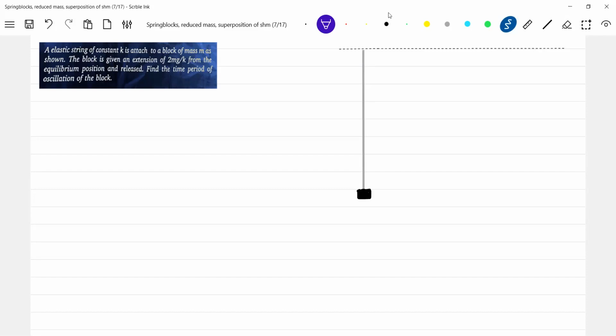It is given an extension of 2mg/k later on, but initially it should be in elongation. There should be some elongation. So what is elongation? Let the elongation be x naught. So how much spring force will act here? Kx naught, this is mg. Let the mass of the block be m.